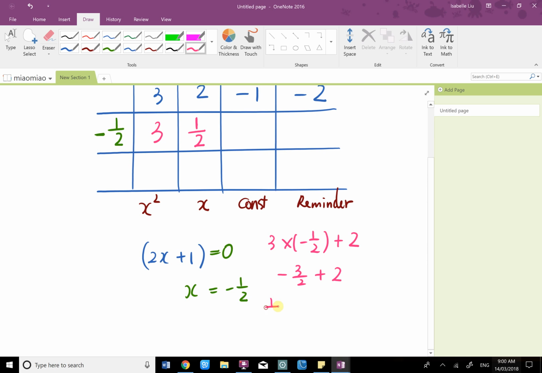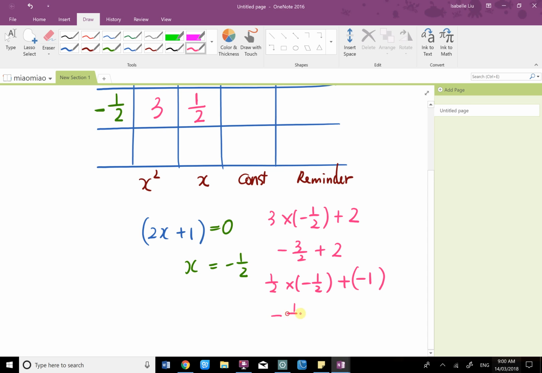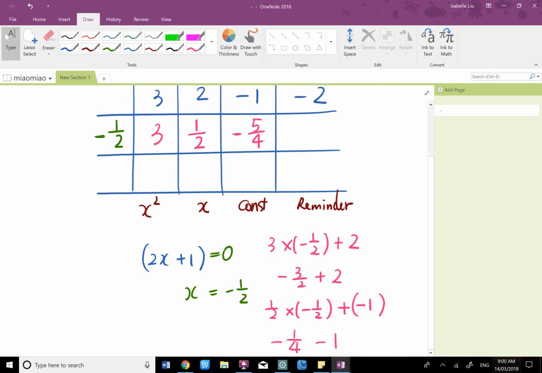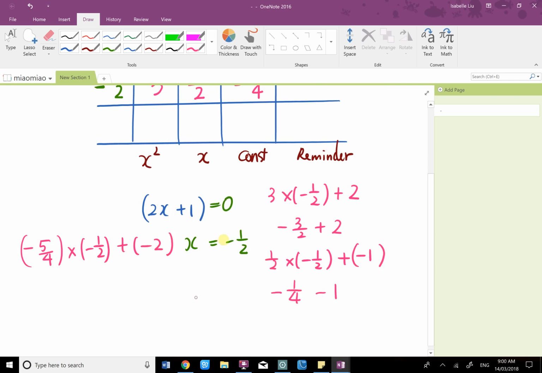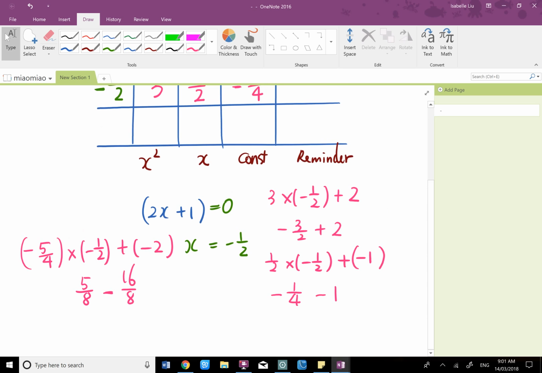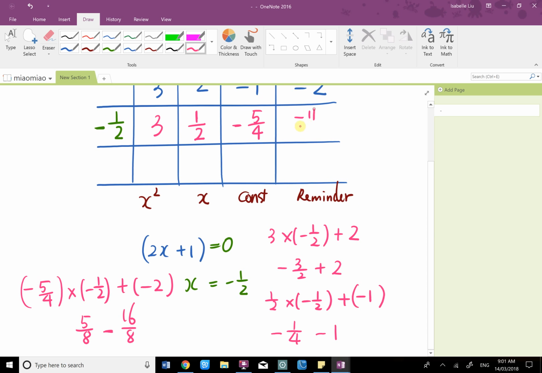And then the half will be multiplied by negative a half, plus negative 1. So that's negative a quarter minus 1, so negative 5 over 4. And the last one will be negative 5 over 4 times negative a half, plus minus 2. So 5 over 8 minus 16 over 8. That's minus 11 over 8.